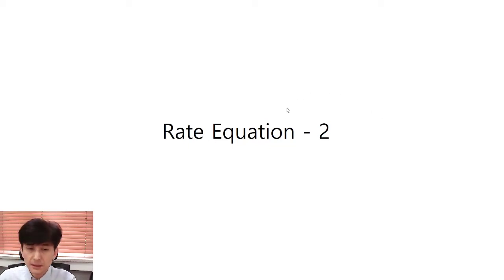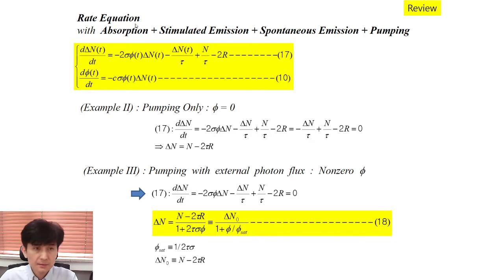Hi everyone, this is about the second part of the rate equations. Last time we derived the rate equations for the situation where absorption, stimulated emission, spontaneous emission, and pumping exist in a laser medium. Equation 17 is the rate equation for the population inversion delta n, and equation 10 is the rate equation for the photon flux phi.